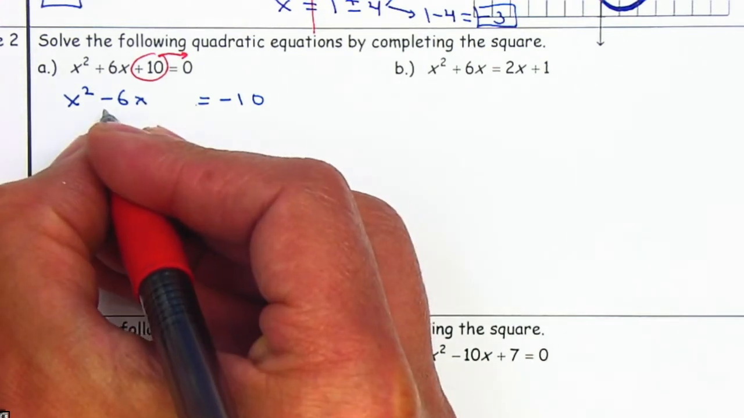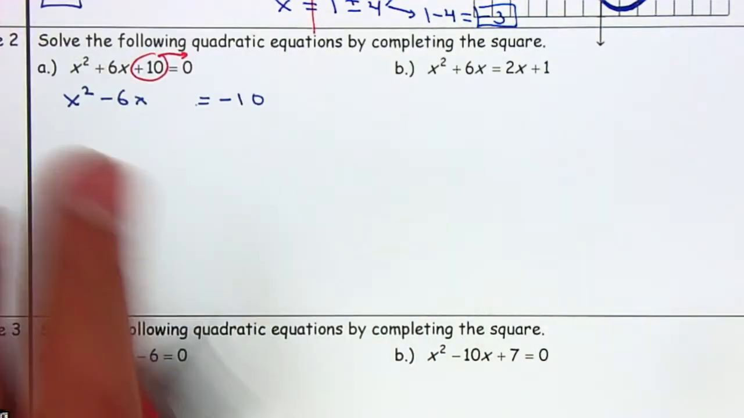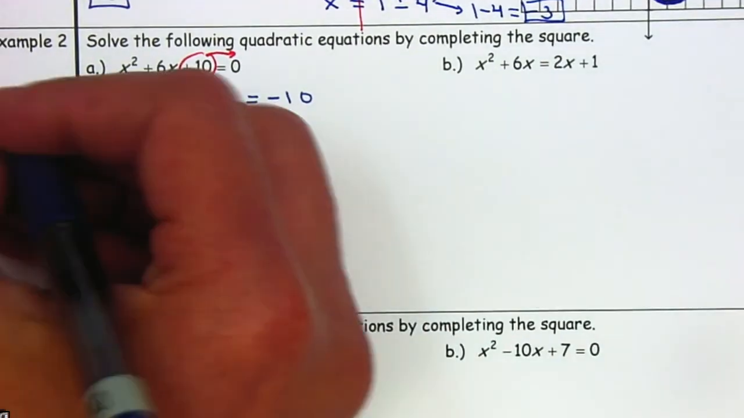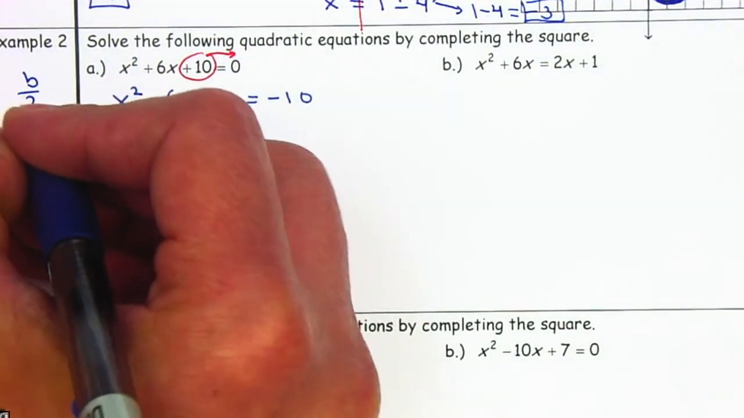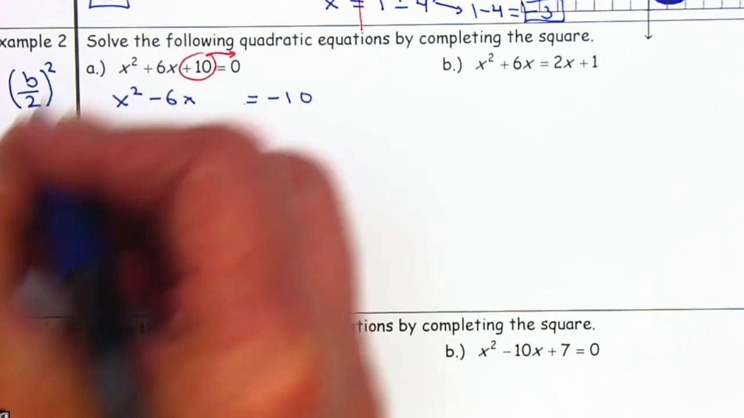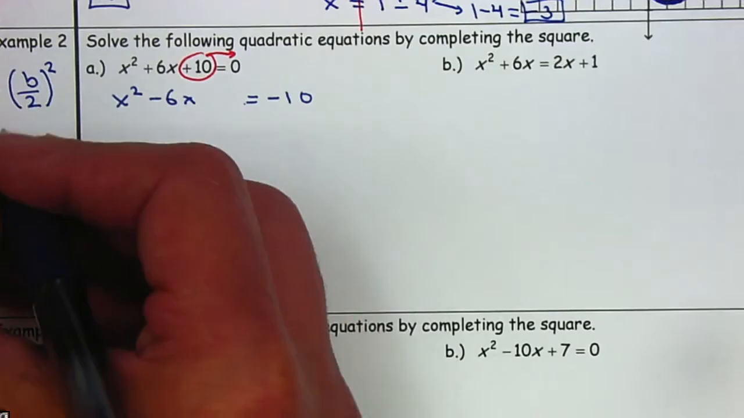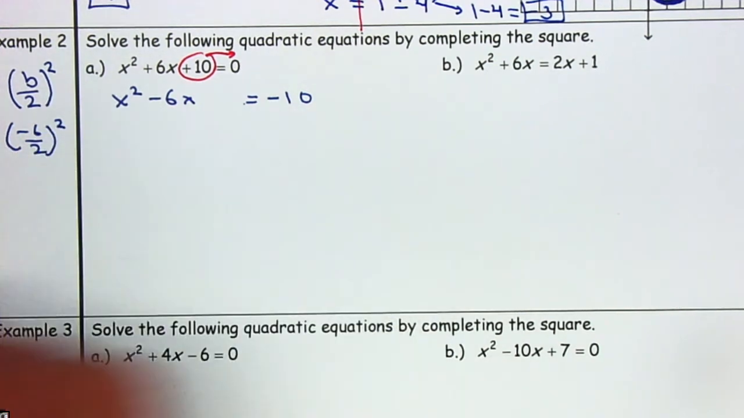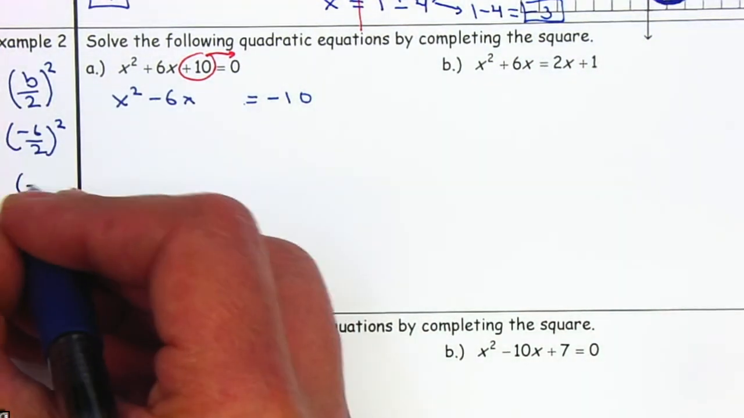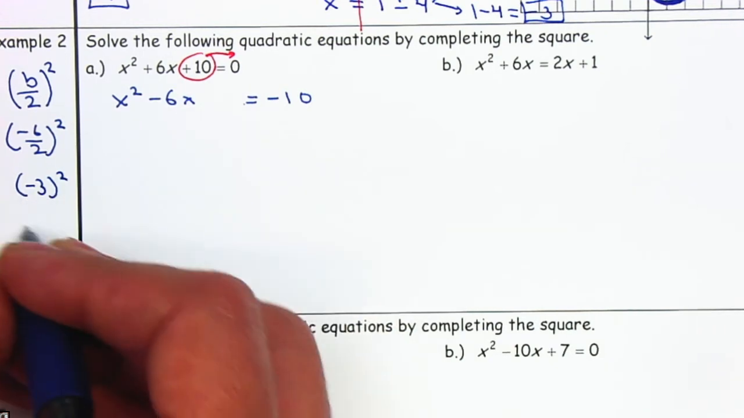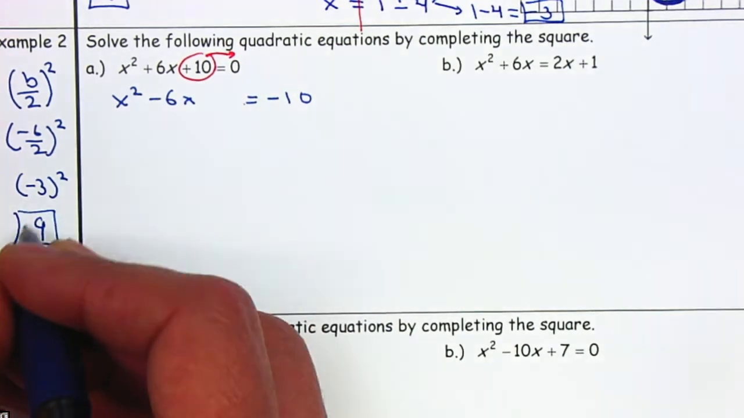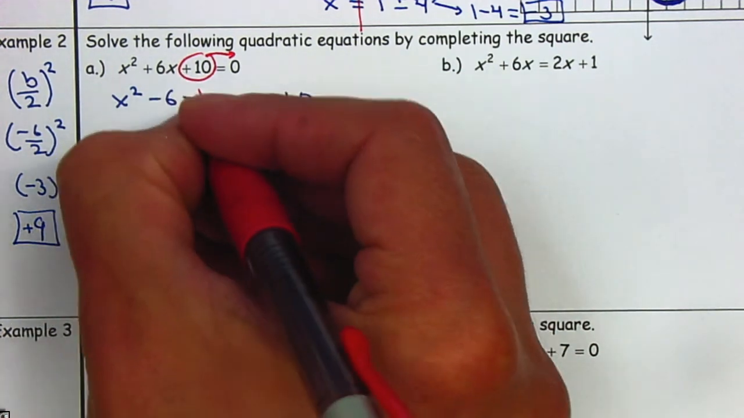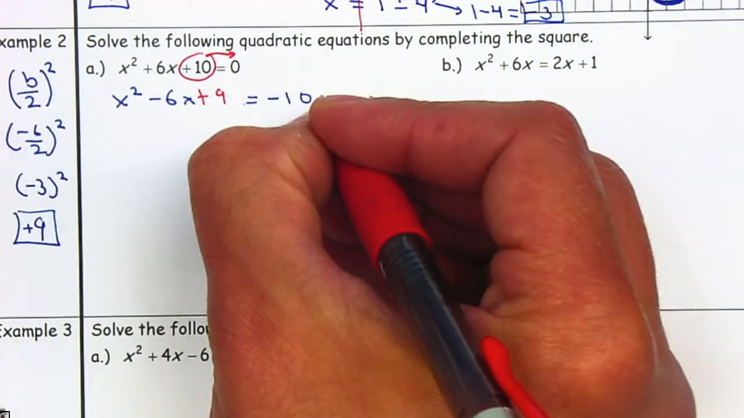Now, to get this number, you can use the formula above, and I'm going to do it on the left-hand side. So it'll be b over 2, b divided by 2, and then I'm going to square it. b is negative 6, so it'll be negative 6 divided by 2, I'm going to square. Negative 6 divided by 2 is negative 3 squared, which is positive 9. Therefore, I'm going to add 9 on this side, and what I do on one side, I need to add on the other side.